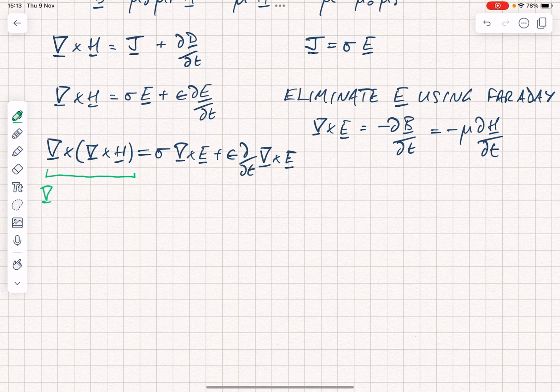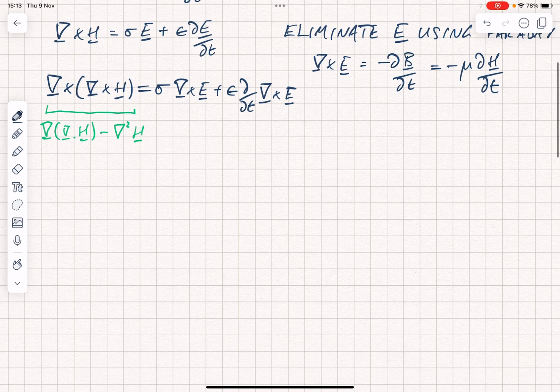We'll now expand out the left-hand side, so we'll recall that curl of curl can be written as simply the gradient of the divergence minus del squared. And the gradient of a divergence is not the same as del squared. If you write out the Cartesian coordinates, you can see that. And on the right-hand side, we will just simply substitute for curl of E as we've written already.